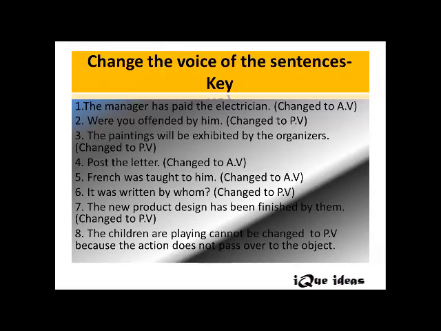Let's look at the second one. "Were you offended by him?" You have two beautiful hints here, the preposition "by" and "offended". The third form of offend is offended. So the sentence has been changed to passive voice. Let's look at the third one. "The paintings will be exhibited by the organizers." Again, we have two indicators here, "be" and "by". So these two indicate that the sentence has been changed to passive voice, right?